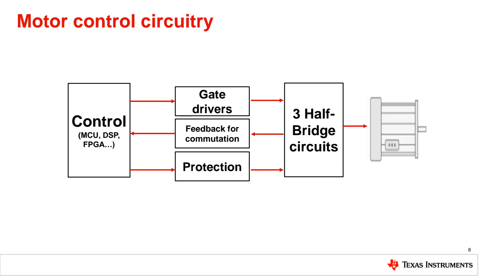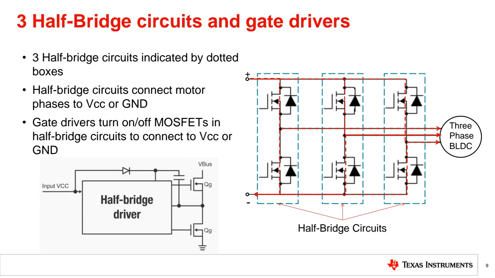Each of the three half-bridge circuits is indicated on your screen with the dotted box you will see here. The first one is here, then the second one and the third one. These are half-bridge circuits: phase A, phase B, phase C.